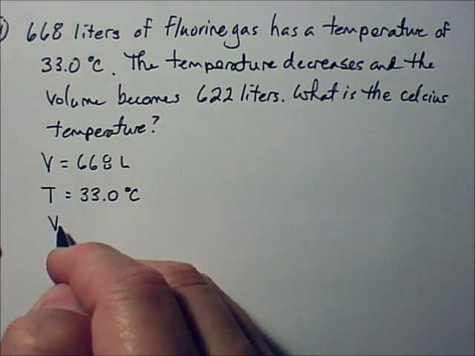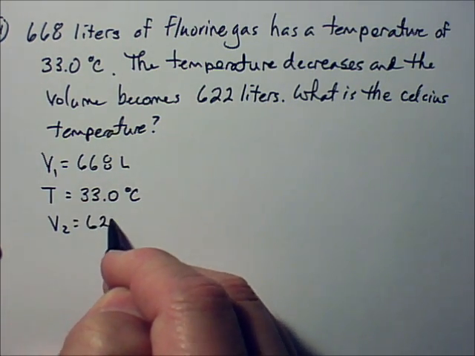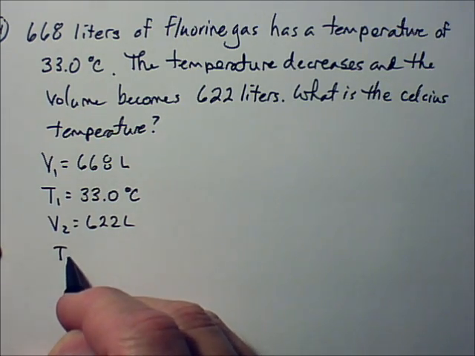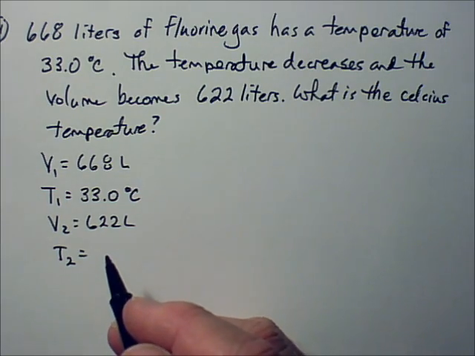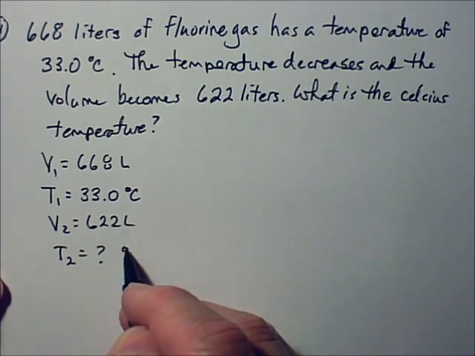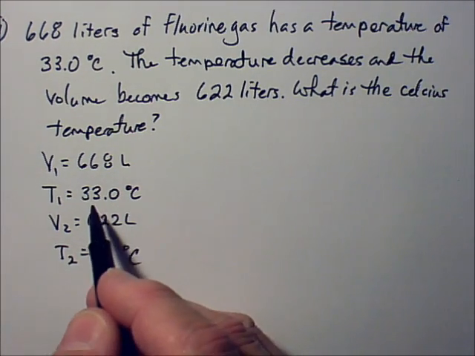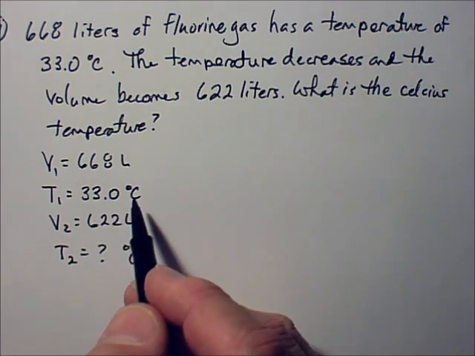All right. So now this is the second volume. That is 622 liters. This is temperature 1, and we're going to look for the second temperature. We want to find it in Celsius at the end. So you've got to be careful. We don't know what it is, but we do know we want the temperature in Celsius. So that means that before we can do the math, we've got to change this into Kelvin.